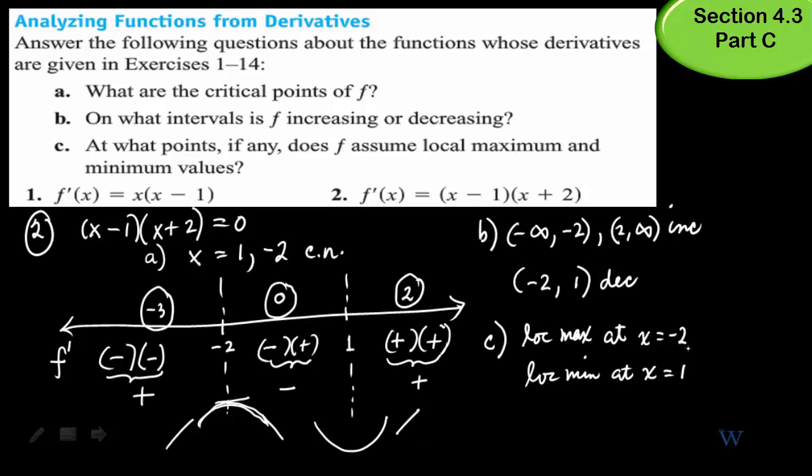And notice that because all we have is the first derivative, we can't locate the critical points exactly. We just know that these are the critical numbers, but to plot them on your xy plane, we need the original function. But it's okay, because we still know that at x equal to negative 2 there's a local max, and at x equal to 1 there's a local min.